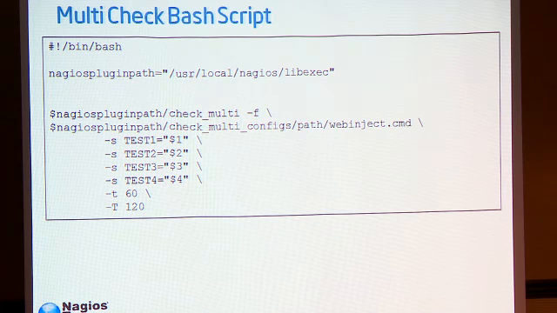Basically, this is the script that we are using. This is the check multi, where you have to say what the config file is that you're using, and these are the tests that you want to send to this multi-check script with WebInject. And you can set the timeout for any of these tests, and the capital T is for the whole script.